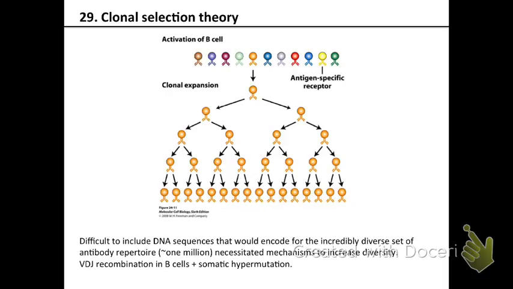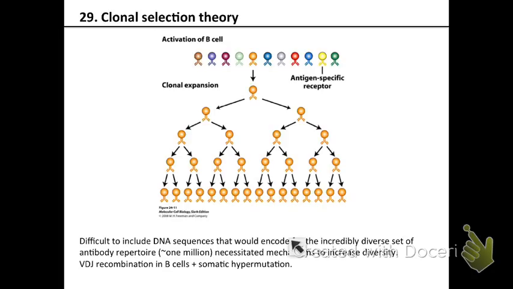Right. I said that there were millions of different receptors. How many genes does a human genome have? 25,000, give or take, right? So if this was a pre-done system to make millions of different receptors, you would need 1 million genes, right? Which we clearly don't have. So how do we go about generating this diversity?